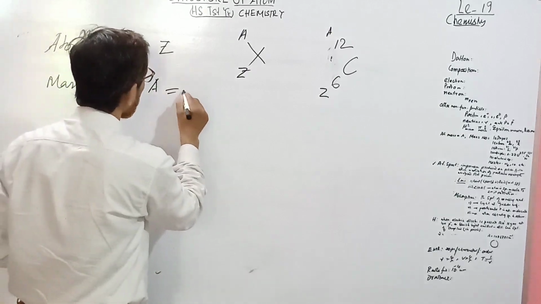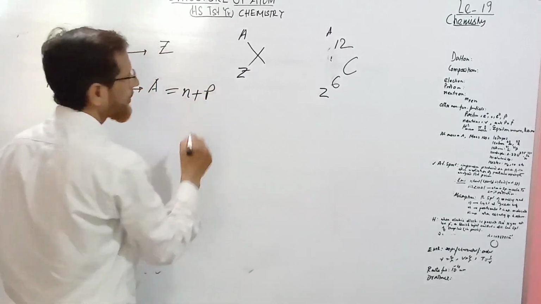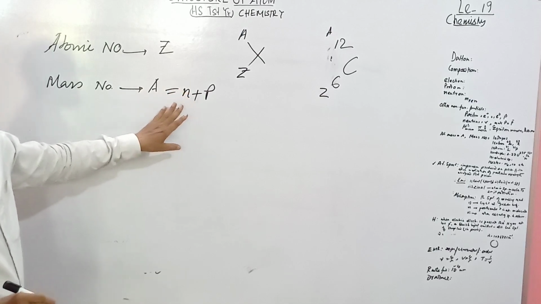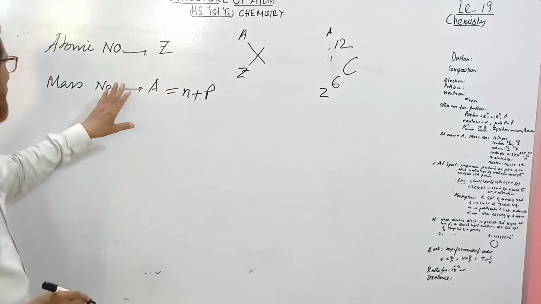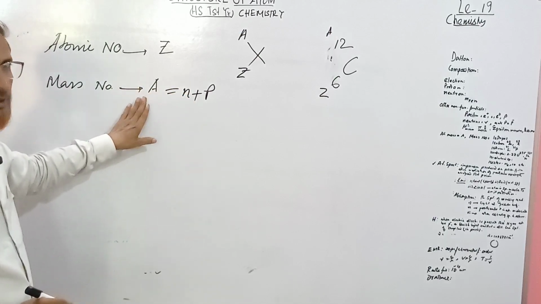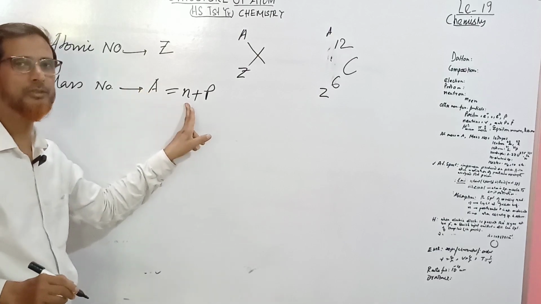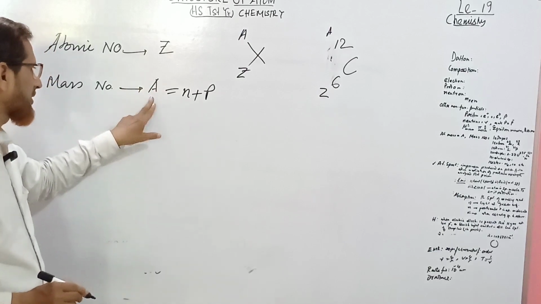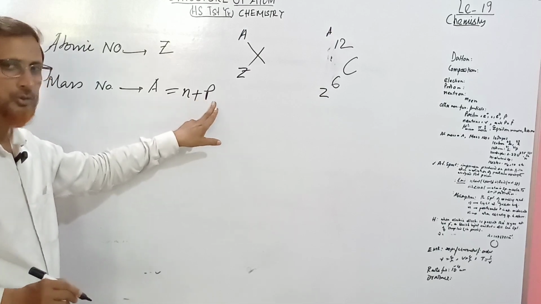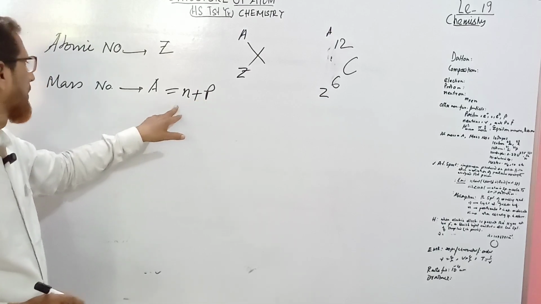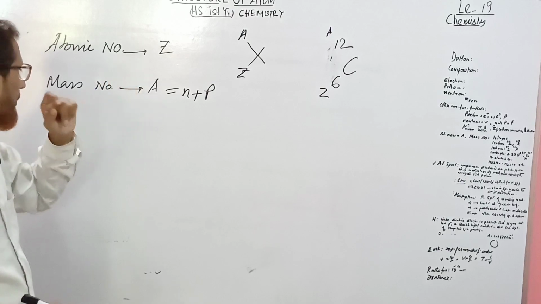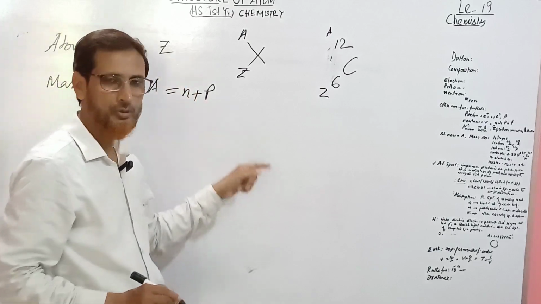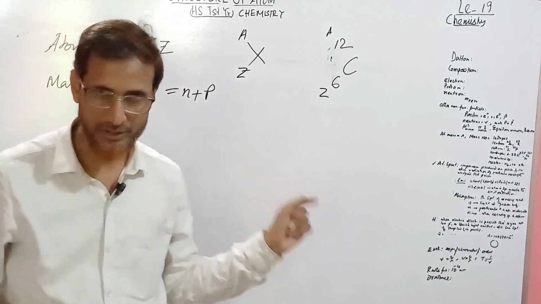What is mass number? Mass number is the number of protons and neutrons in the nucleus, and this mass number is represented by A. From this mass number, you can find out the number of neutrons. If the mass number is given and the number of protons is given, you can find out neutrons. So mass number is A, which is the sum of the neutrons and protons which reside in the nucleus, that is, nucleons.